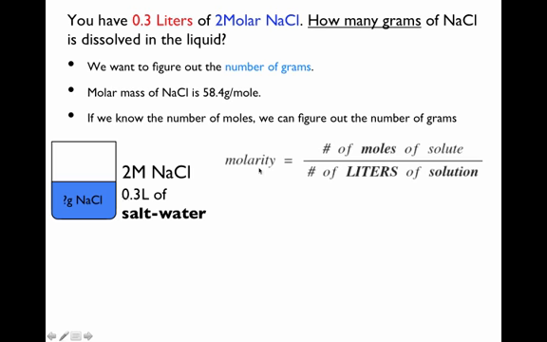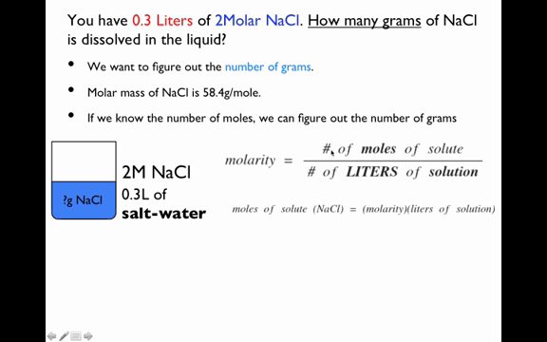And there it is. Molarity is the number of moles of solute, and in this case the solute is sodium chloride. So basically, in our case, it's the number of moles of table salt divided by the number of liters of the solution. Well, we already know the number of liters of solution, so we know the denominator is going to be 0.3. We know the molar concentration because that's given to us in the question itself. The number that we don't know is the numerator. How many moles of table salt are actually dissolved in 0.3 liters?